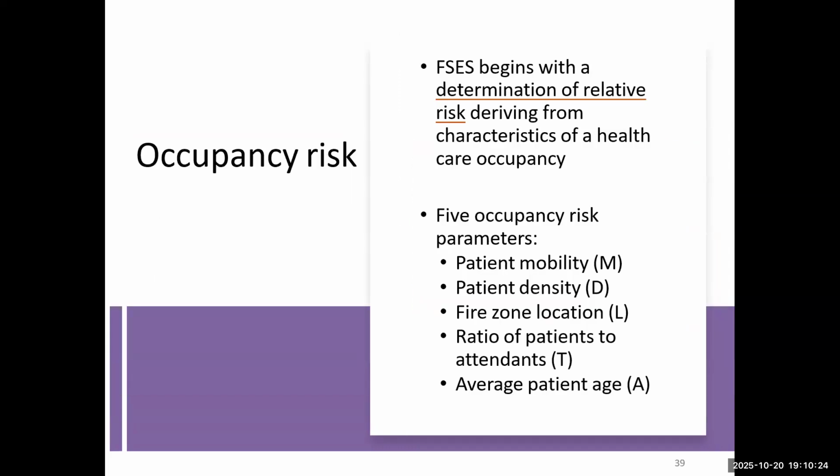So for each zone, the FSES begins by determining the occupancy risk. This quantifies the inherent risk deriving from the people who use the space. In our healthcare setting, it uses 5 parameters for our occupancy risk. That is patient mobility, the patient density, the fire zone location, the ratio of the patient to the attendance, and the final one, the average patient age. That is 5 parameters, and they all together will determine our risk index.